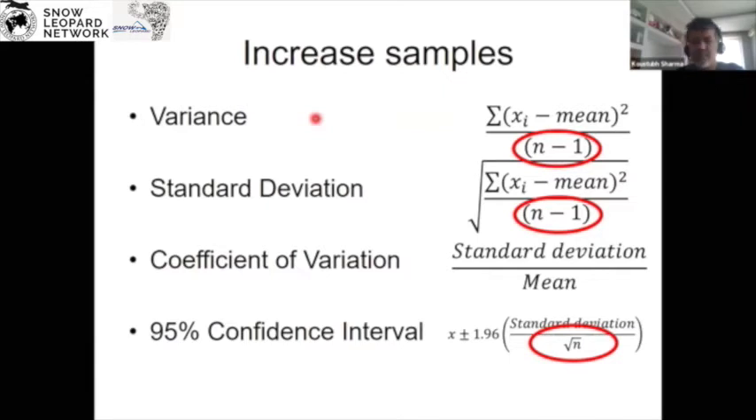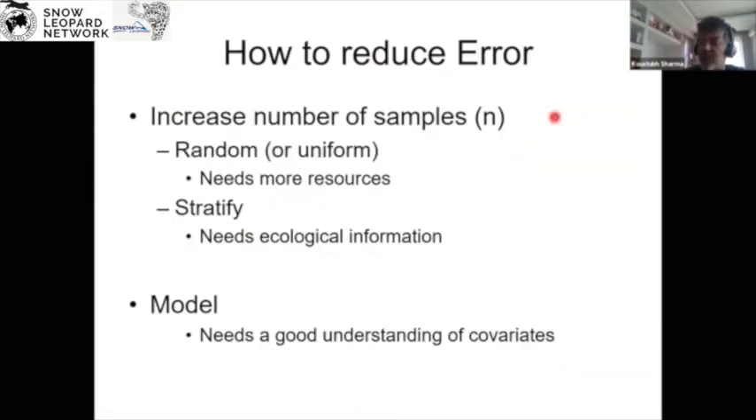Look at the variance, the standard deviation, the confidence interval. Everywhere, n, which is the number of samples, is in the denominator. So if n is bigger, the overall value will be smaller. So the simplest, most efficient and effective means to reduce the errors and make your data more reliable with less error is to increase the number of samples. Now you can increase the number of samples randomly or uniformly, it doesn't matter.